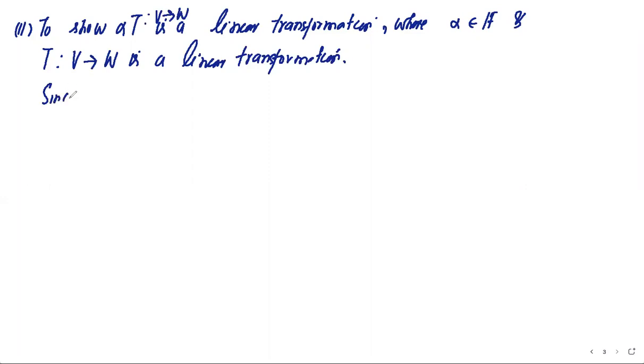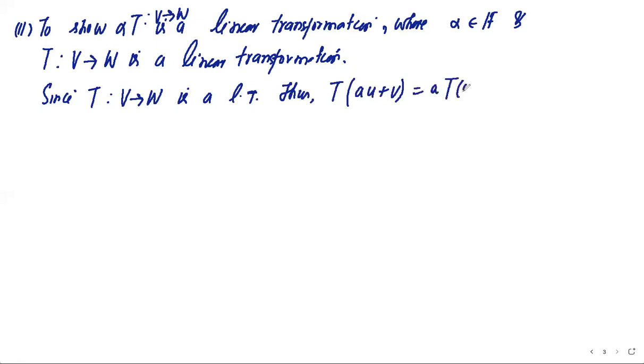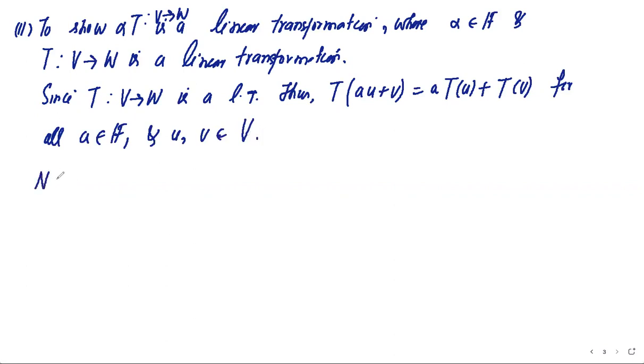Now since T from V into W is a linear transformation, thus T of A U plus V should be equal to A times T of U plus T of V for all A belonging to the scalar field and U, V belonging to V. So now, alpha T of, let's choose the same, A U plus V, and let's see what this is equal to.